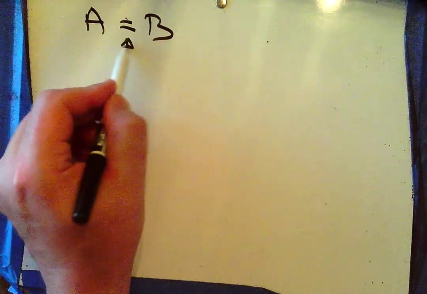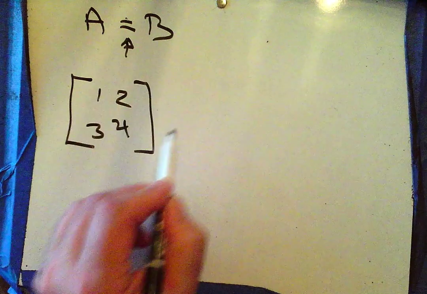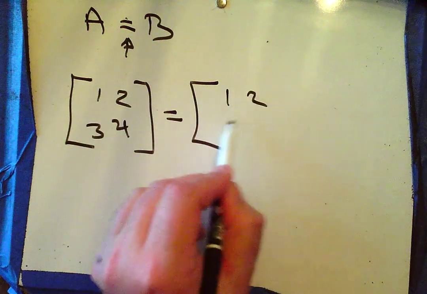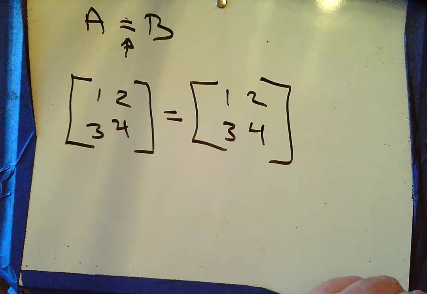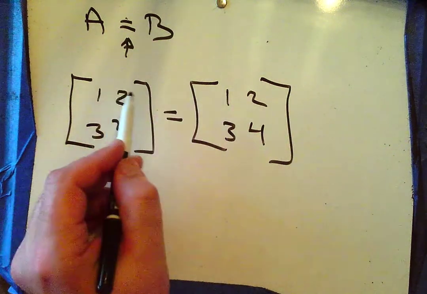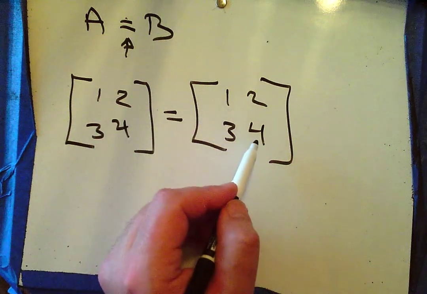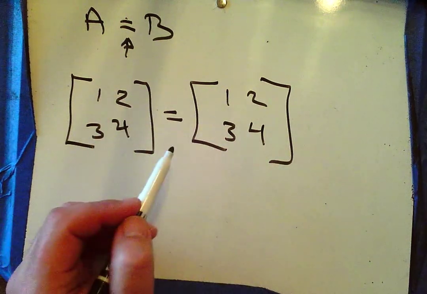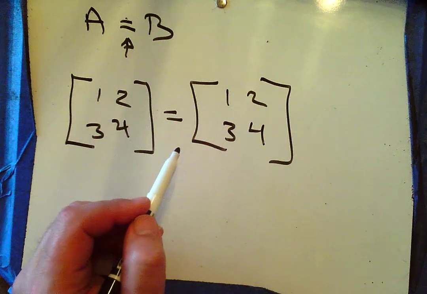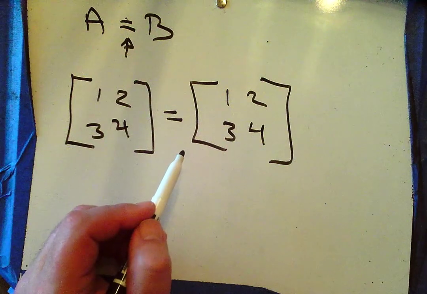Well, the first thing I want to say is you can claim 2 matrices are equal to each other. So if I have 1, 2, 3, 4 equals 1, 2, 3, 4. These matrices are very clearly equal to each other because what's in this cell is in this cell, and so on for each cell. In order for 2 matrices to be equal, everything in each corresponding cell has to be the same.